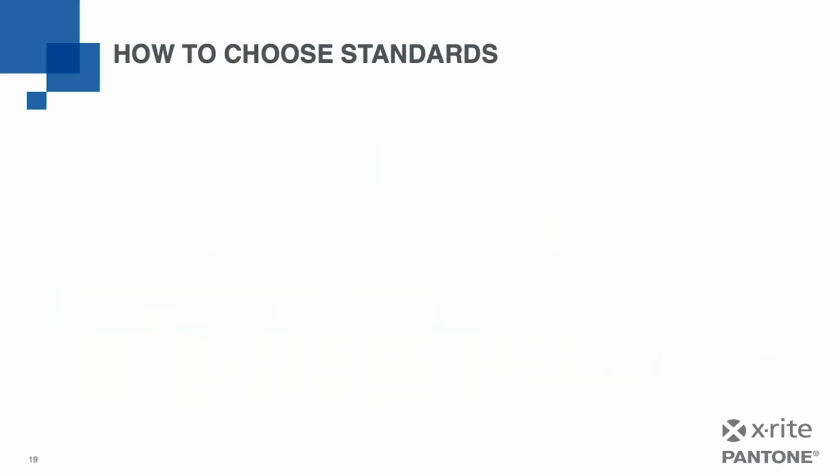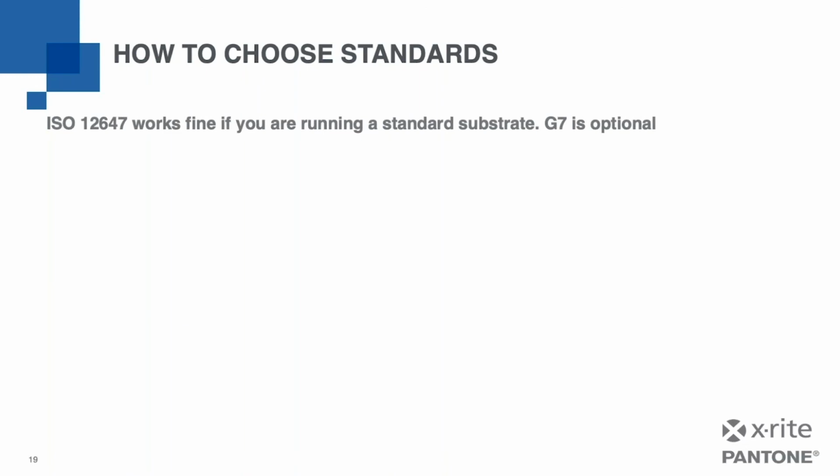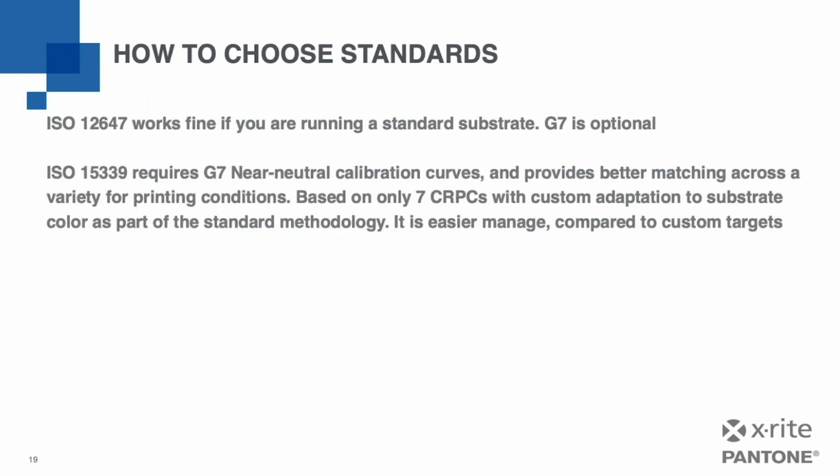So how do you choose the standards? ISO 12647 works fine if you're running a standard substrate. G7 is optional. ISO 15339 requires G7 near-neutral calibration curves and provides better matching across a variety of printing conditions. Based on only 7 CRPCs with custom adaptation to the substrate as part of the standard methodology, it's easier to maintain and manage a group of targets as opposed to a large unlimited number of custom targets.